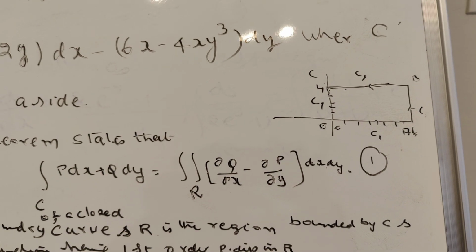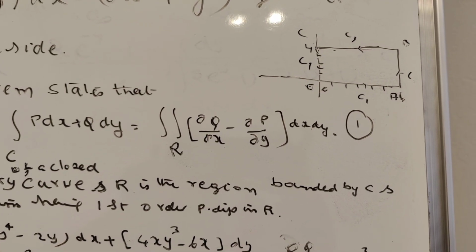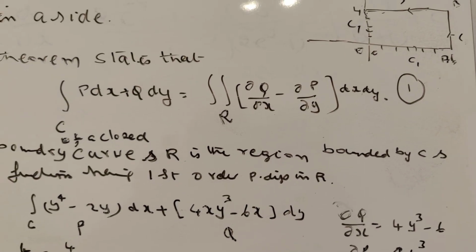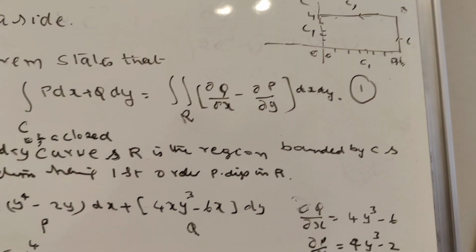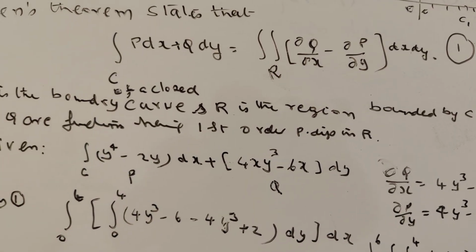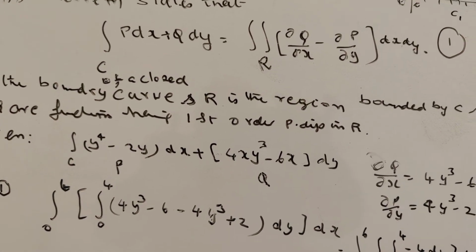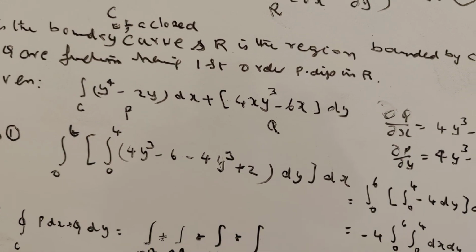Here in this rectangle, you can find OA, AB, BC, CO, which together form the curve that is talked about, and the area of the rectangle is the region over which P and Q are defined, and they have continuous first order derivatives. Now let us come to the problem.